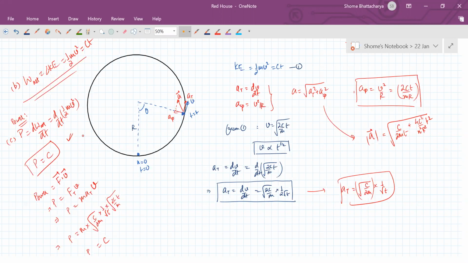And the other, more complicated way of understanding it, is as F dot V. So in circular motion, when you take F dot V, velocity is along the tangential direction. So the dot product with force becomes the tangential component of force multiplied by velocity. So tangential component of force is nothing but mass into tangential acceleration.